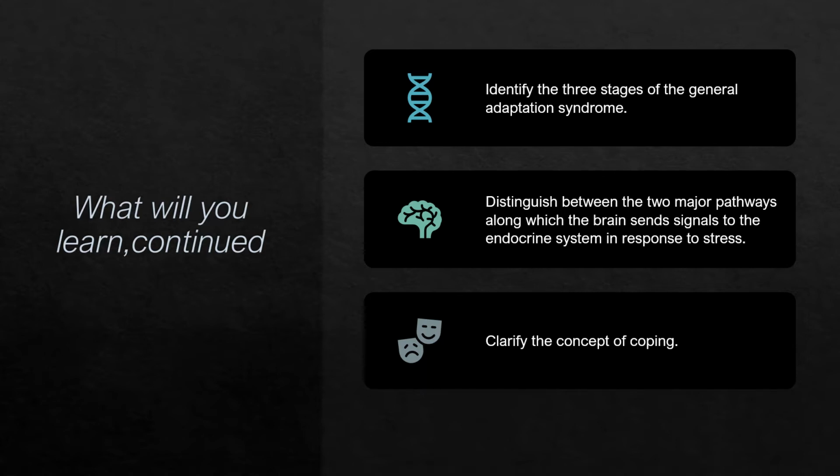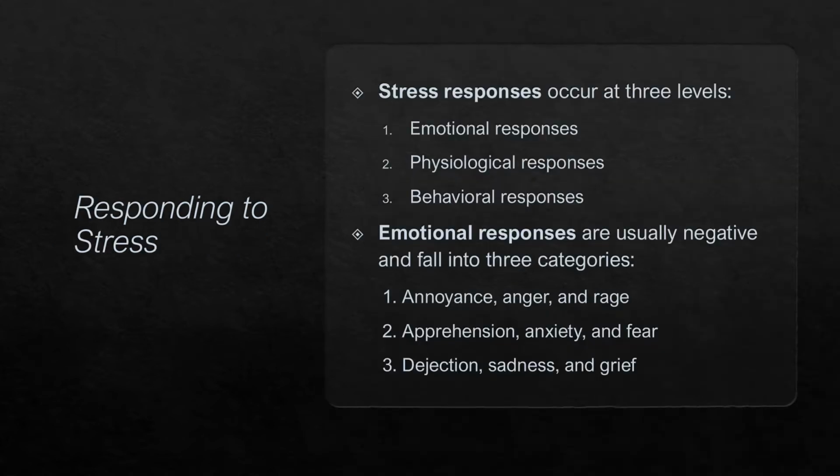So let's get started. First of all, when we think about stress, our stress responses occur at three levels. We have our emotional response, we have our physiological response, and we have our behavioral response. Oftentimes, when we are under stress, we have an emotional response that is negative, and this may lead to feelings of annoyance, anger. Sometimes it can lead to rage, which we know that these emotions then can lead to even more negative outcomes, and they can create more stress because of how we're handling that stressor that we're dealing with.